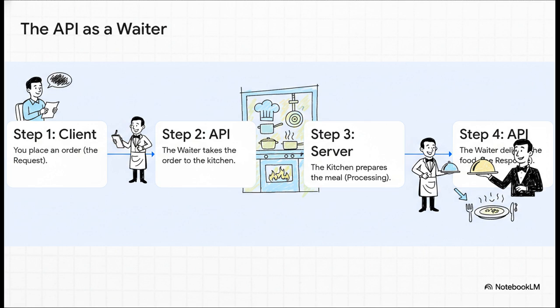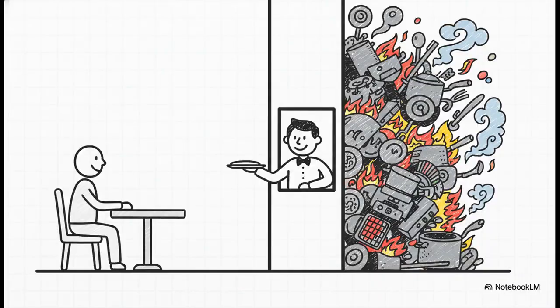The kitchen, that's the server in step three, does all the hard work, the processing. And finally, step four, the waiter, our API, brings the finished meal right back to you. That's the response. And here is the most important part of this whole idea.